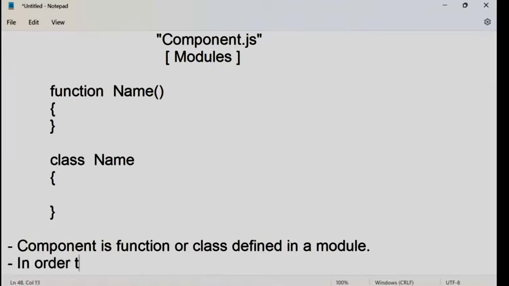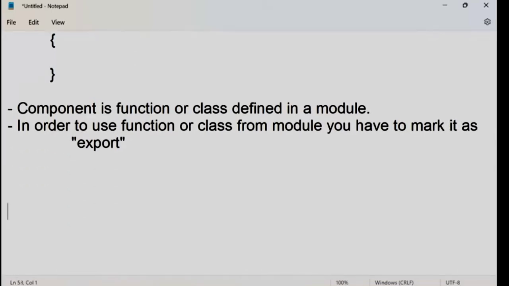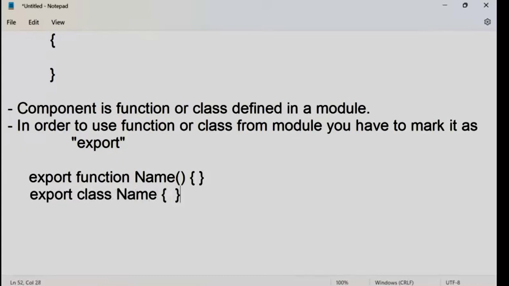So in order to use a function or class from a module, you know the rule. You have to mark it as export. Am I right? Last session, I showed you a simple module system in JavaScript and how it works. In a module, any function or any class you define is not accessible outside. In order to make it accessible outside, you have to mark it as export. That means you need to configure it like this: export function and name, and similarly, export class and name.